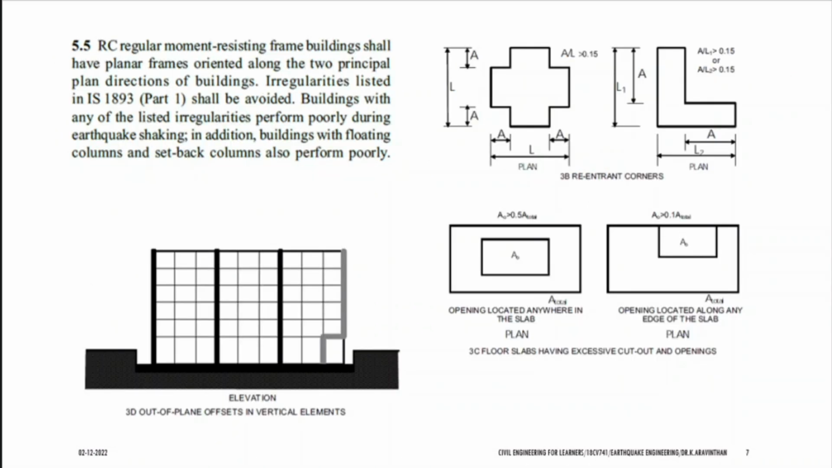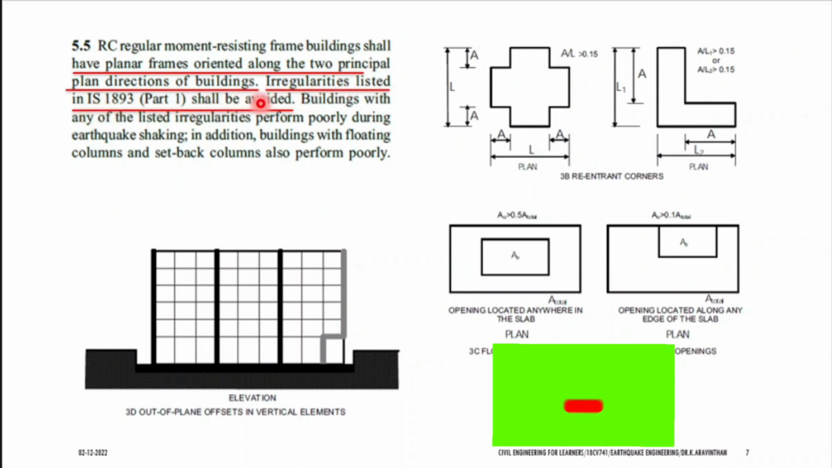RC regular moment resisting frame building shall have planar frames oriented along two principal plan directions of building. What are the irregularities? If you are looking at a building in plan, if you see this kind of shapes, these dimensions should be followed. In no case A by L, this is A and this is L, should be greater than 0.15. So these ratios should be followed. Irregularities listed in IS 1893 shall be avoided.